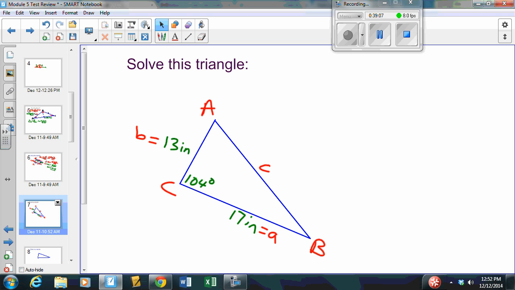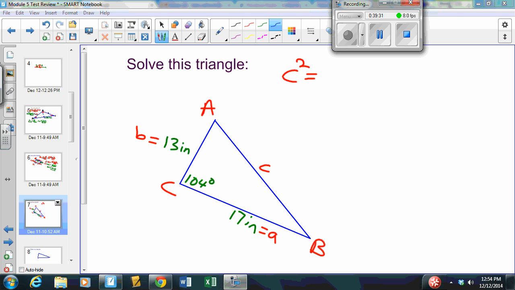So here I have this. This is what I'm going to do. Whenever you're given side, angle, side, the first thing you find is the side opposite of the angle you're given. So I'm going to find side C. So remember that formula? C squared equals? I'm going to give you guys a minute. See if you can fill it in. Go.